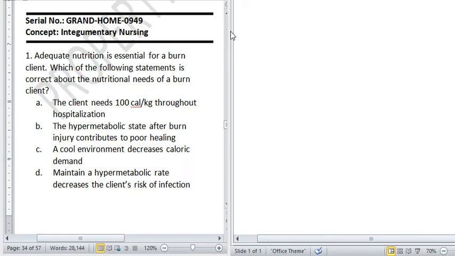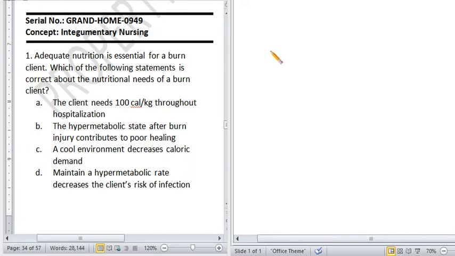Let's continue your rationalization of your review module. And today we'll be talking about your integumentary nursing. So let's start. Number one, adequate nutrition is essential for a burn client. Which of the following statements is correct about the nutrition needs of a burn client?